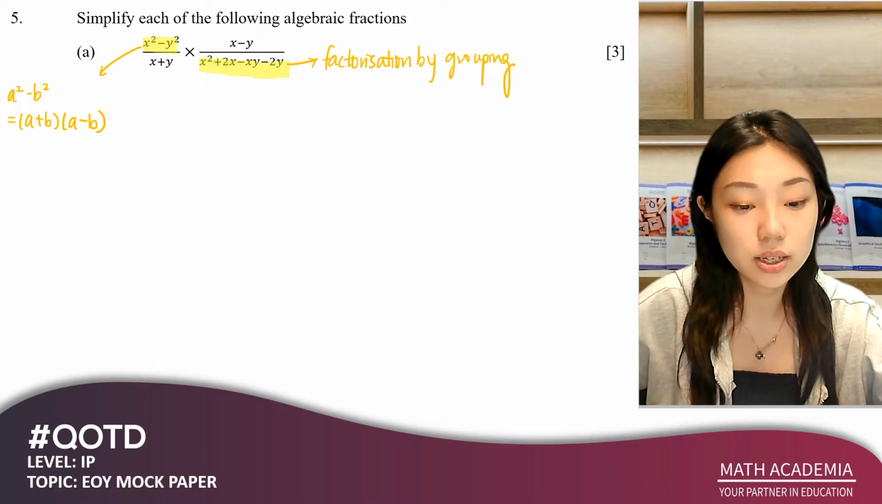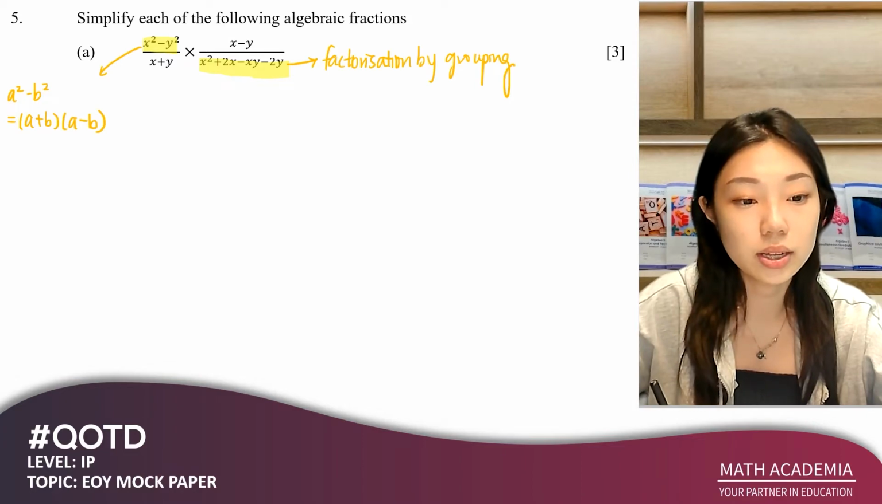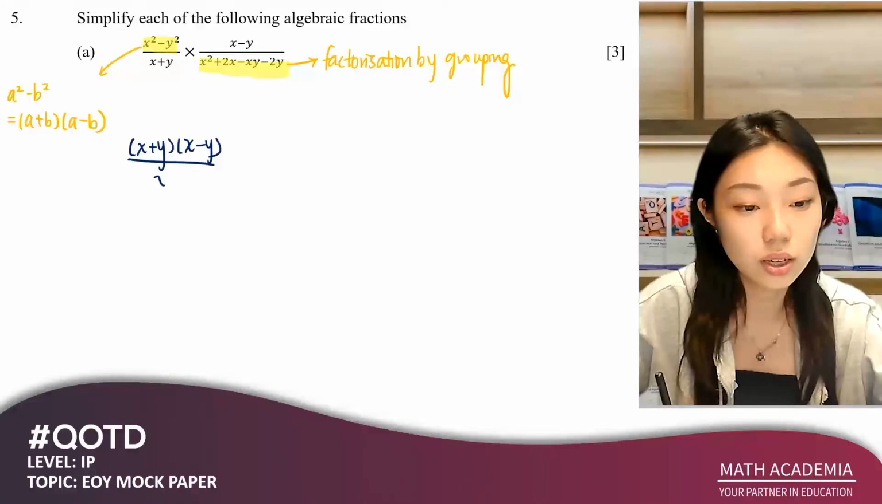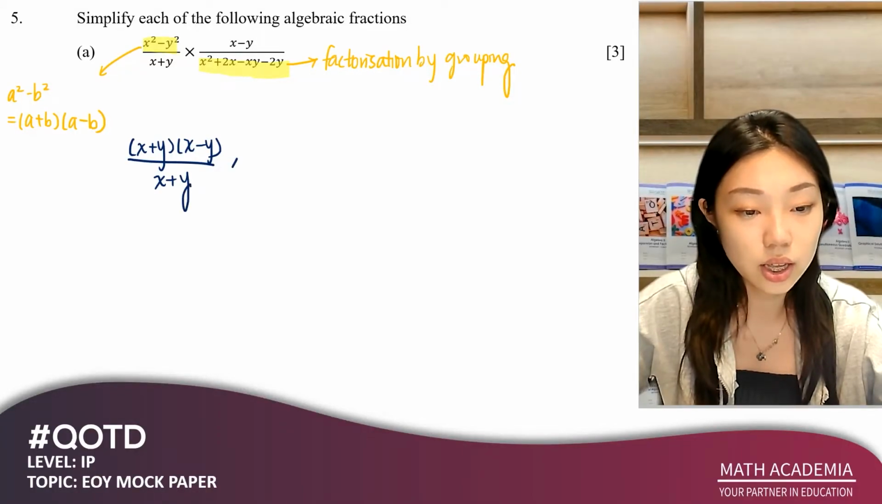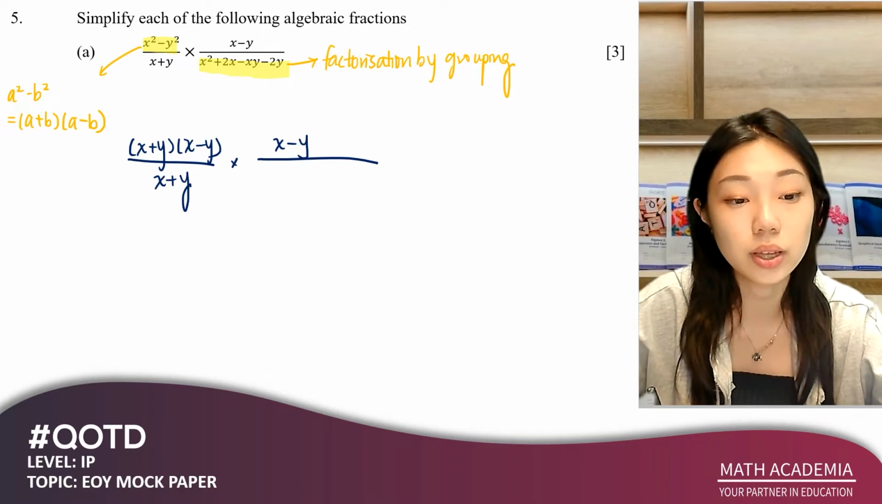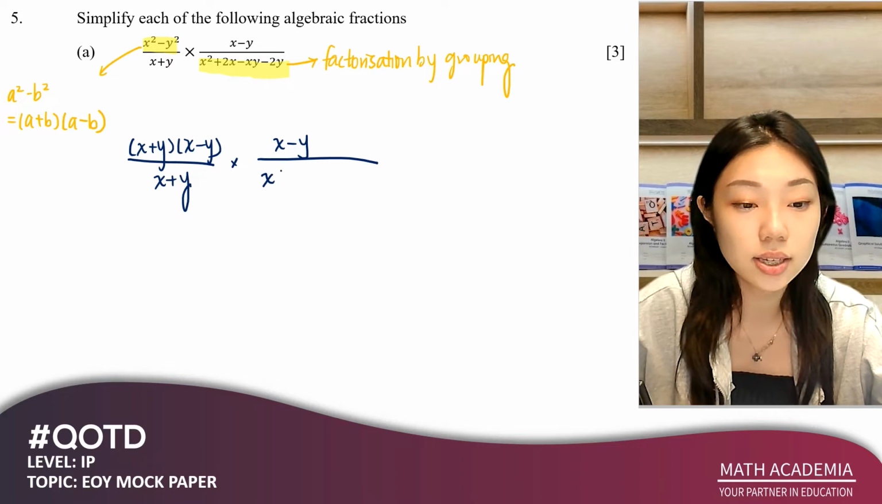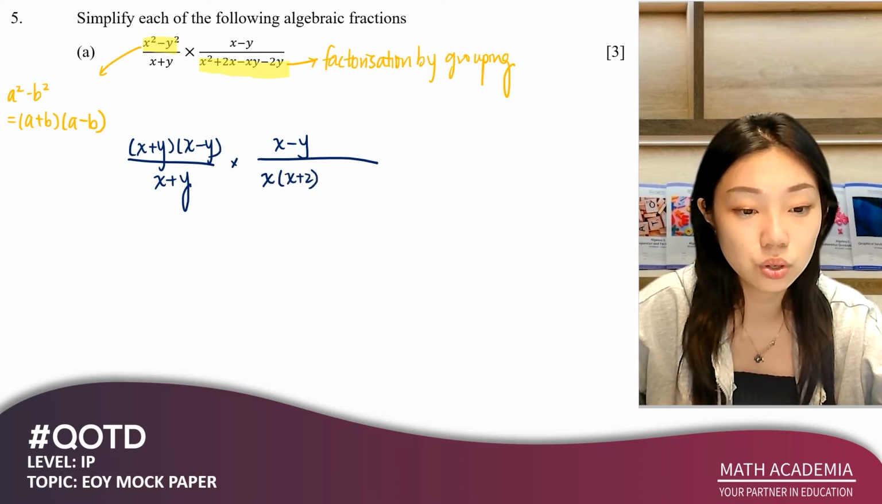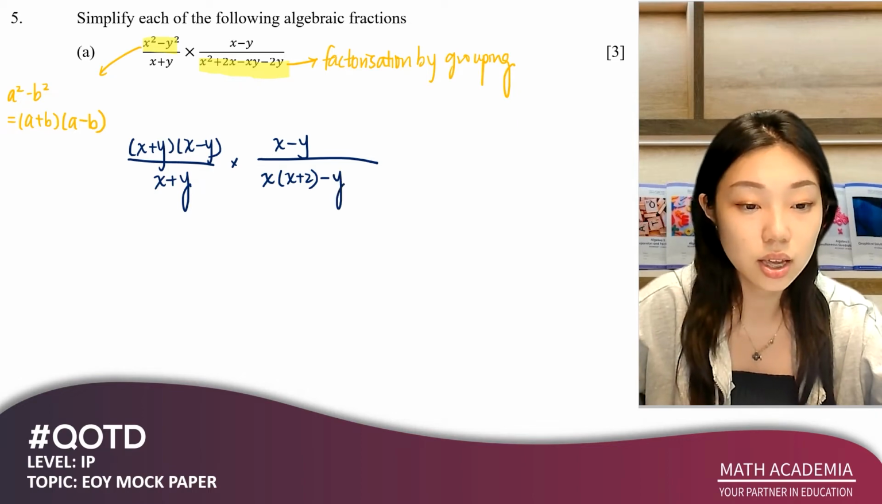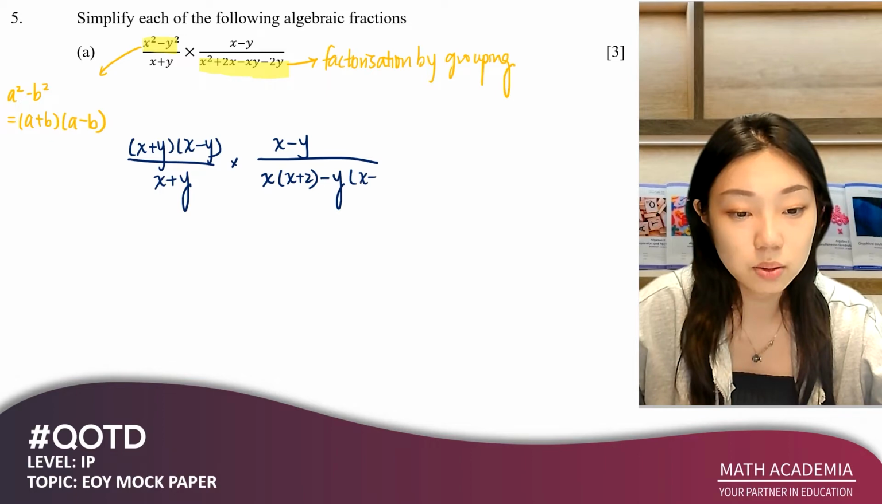So when I look at factorization by grouping, x squared minus y squared will give me x plus y multiplied by x minus y, over x plus y. Okay? For my x minus y, I would retain it. Let's try factorization by grouping in the denominator of my second term. So when I factorize out x, I have x plus 2. For my second term, I will factorize out negative y. And that will give me x plus 2.